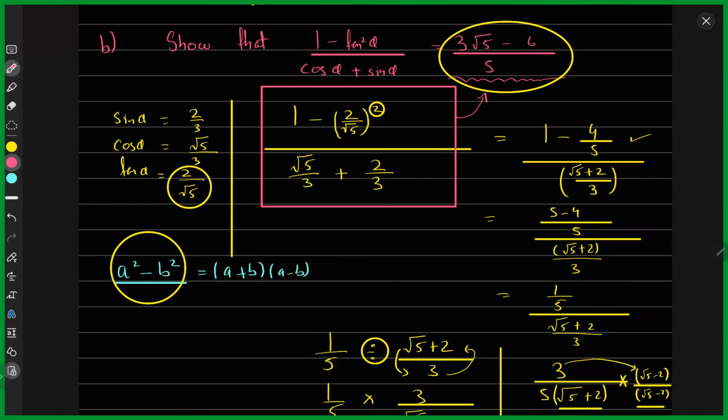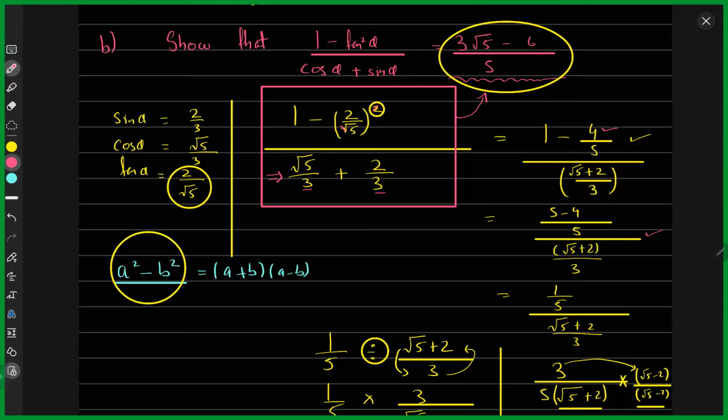Initially, I just simplified. So 1 came as it is. Then I just did 2 squared. That gave me 4. And then this 2 and this root were cancelled, and I got 4 by 5 for the denominator. I was able to see that both these fractions have the same denominator, that was 3. So I just added the numerators, and this is what I got. 5 minus 4 gave me 1, divided by 5, and then everything was there.